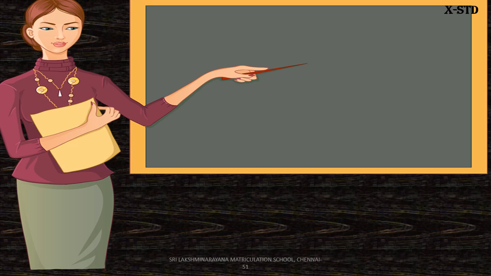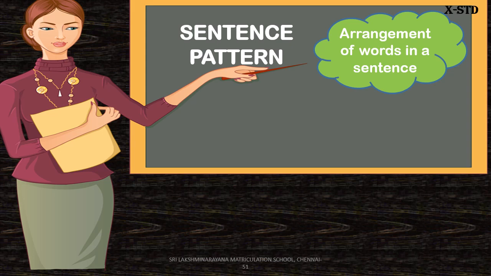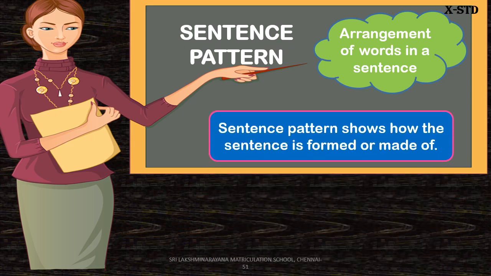Hello, students. Today we are going to learn an interesting topic in English grammar called sentence pattern. Every sentence in English follows a pattern, children. So, sentence pattern is nothing but the arrangement of words in a sentence. Sentence pattern shows how the sentence is formed.